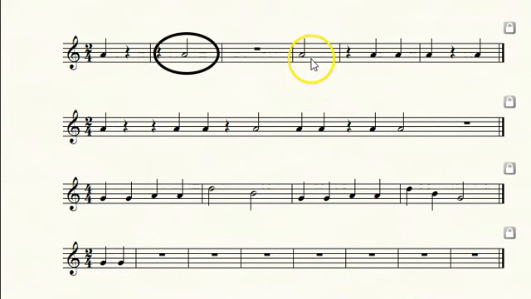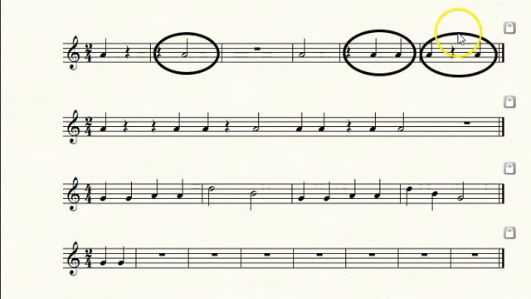Here, we have a half note, 2 beats. Perfect, exactly what we need. In this measure, we see 1, 2, 3. 3 beats, so this measure is incorrect. If we come over to our last measure, we see 1, 2, 3. Ooh, too many beats, so this measure is also incorrect.